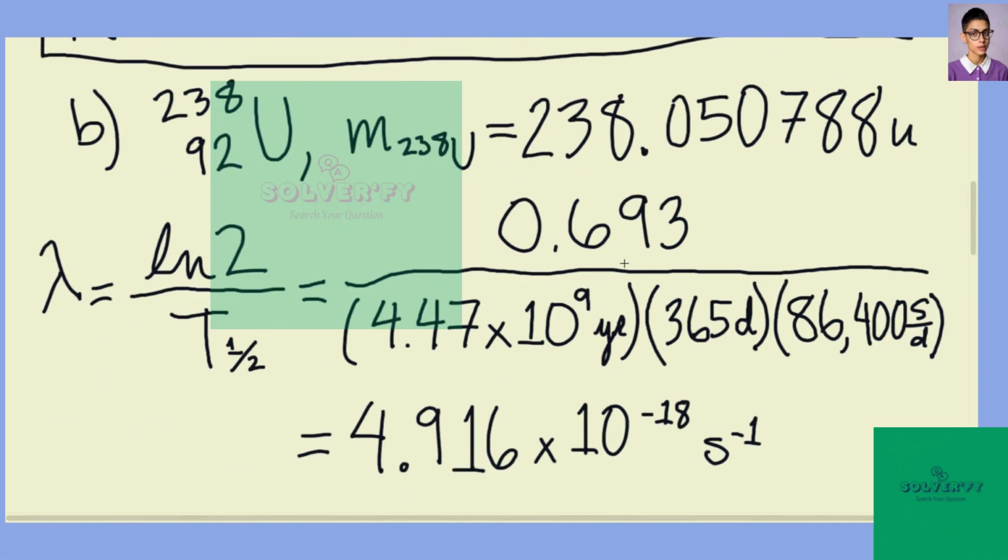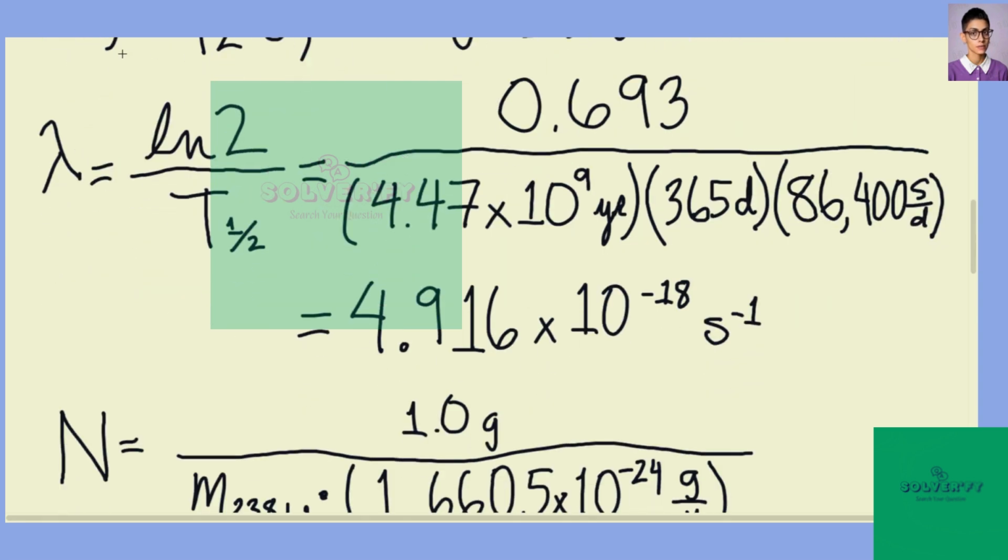The same procedure goes for uranium 238. It has an atomic mass of 238.050788 atomic mass units. We will find the decay constant for uranium-238, which has a half-life of 4.47 times 10 to the ninth years. So again, we need to convert that into seconds.